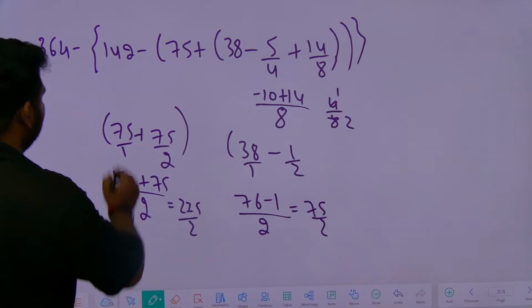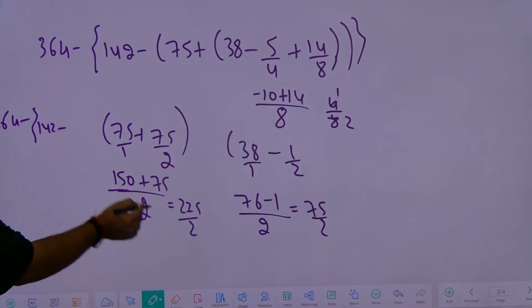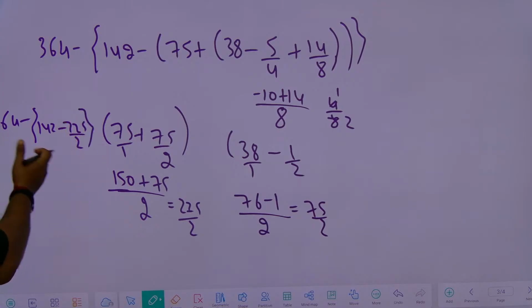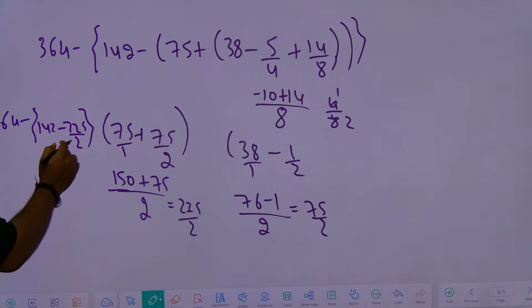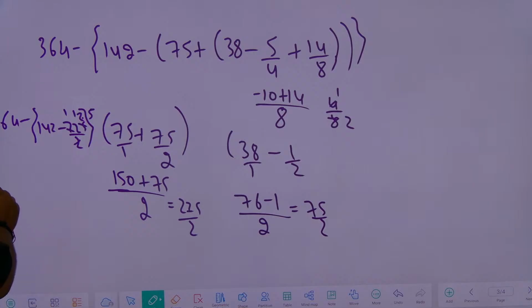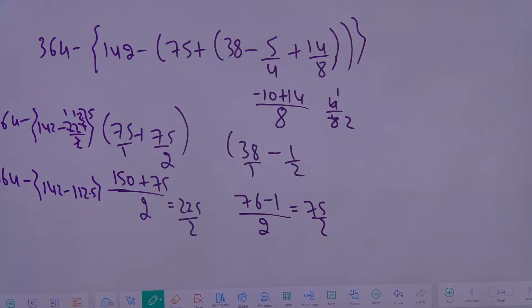Now here we are having 364 minus 142 minus what we have got? 225 by 2. Either you can keep it like this and use the LCM, or you can do cancellation. So this is what? 2 1s are 2, 2 2s are 4. 1 is left, 2 5s are 10... 112.5. So 364 minus 142 minus 112.5 we got.